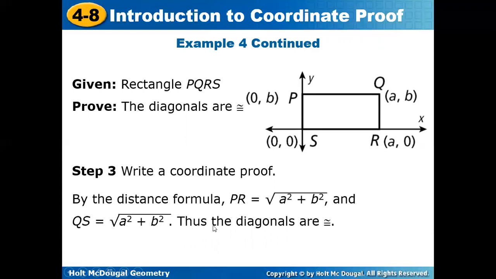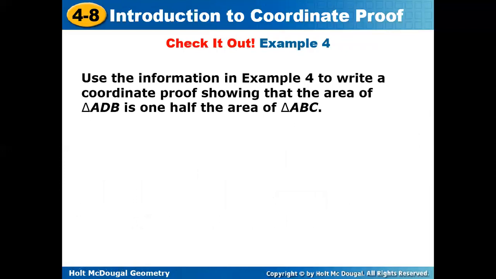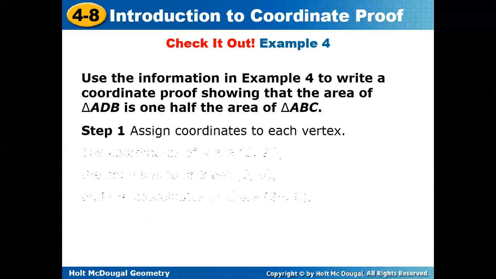Thus, the diagonals are congruent. They have the same results, even though we use variables. Okay? Now, check it out. Check your answer.